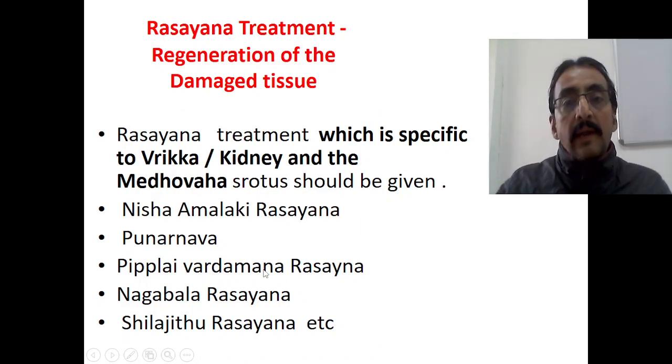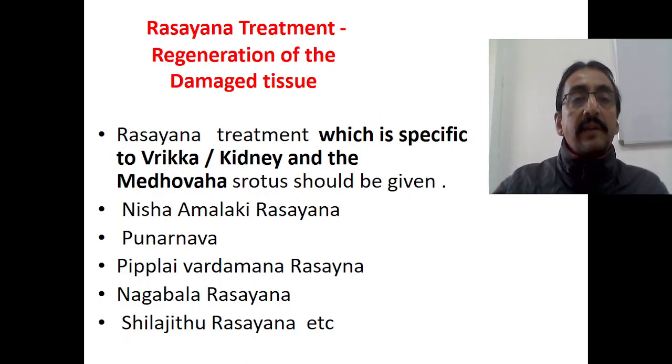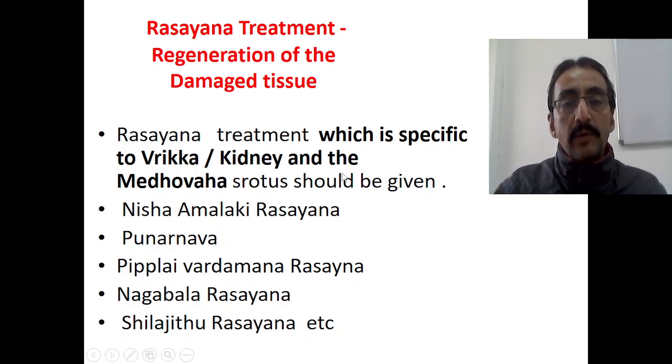Another important line of treatment is the Rasayana treatment, or regeneration of the damaged tissue. We know that a lot of tissue has been damaged in the glomerular area, so we have to go for Rasayana treatment. Rasayana which is very specific to Vrikka, the kidney, and Medovaha Shrotas should be given. So we have got different drugs like Nisha Amalaki Rasayana, Punarnava Rasayana, Pippali Vardhaman Rasayana, then Nagabala Rasayana and Shilajatu Rasayana.